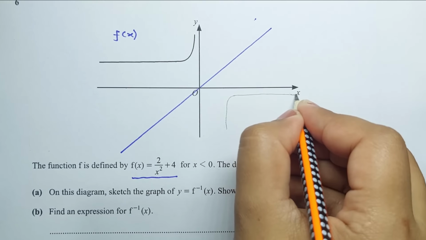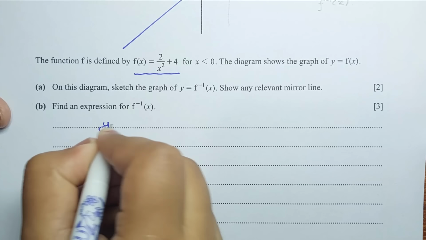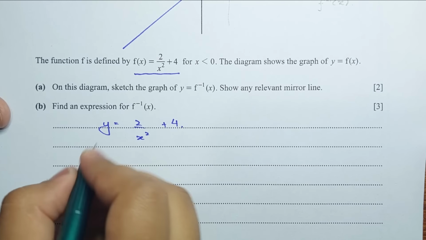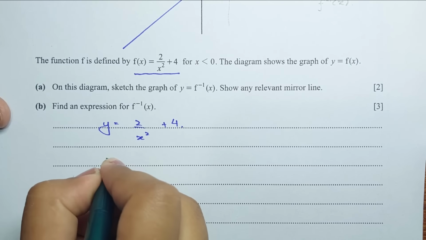All right, now for part B, find an expression for f inverse of x. So let me solve. Here y equals f of x, which is 2 over x² plus 4. Now switching the variables, x equals 2 over y² plus 4. Solving for y, x minus 4 equals 2 over y², so y² equals 2 over x minus 4, just doing a cross multiplication, and y would be equal to plus or minus root of 2 over x minus 4.